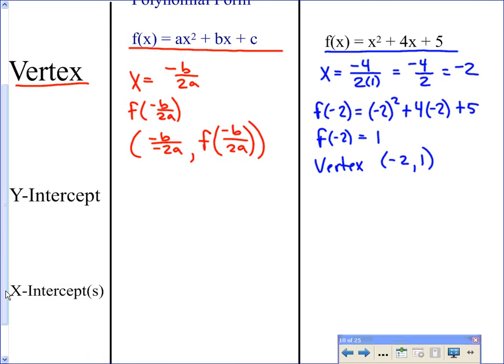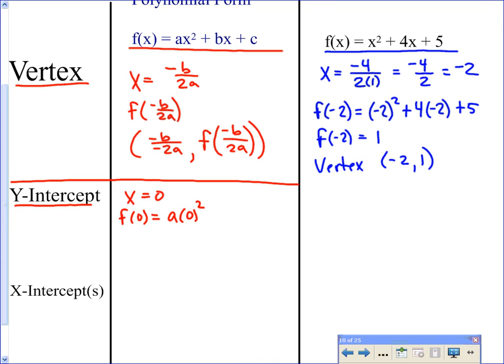And now let's look at the y-intercept. Just like last time, for your y-intercepts, what do you know? We know that x is equal to 0 because it's where it hits the y-axis. So if we find f of 0 with this one, we plug in 0 for our x value. We get a times 0 squared plus b times 0 plus c. Well, the 0 is going to knock out this term and this term, so f of 0 is just going to be c, which means that our y-intercept is always just c.